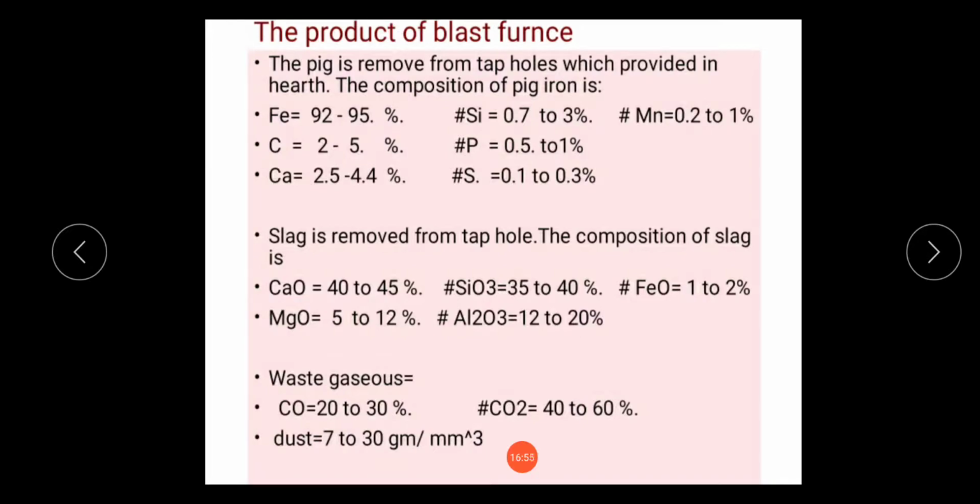Now we discuss the products of the blast furnaces in detail. First product is pig iron. The second product of the blast furnace is the slag, and last is the waste gases. First we discuss the compositions of the pig iron in detail.